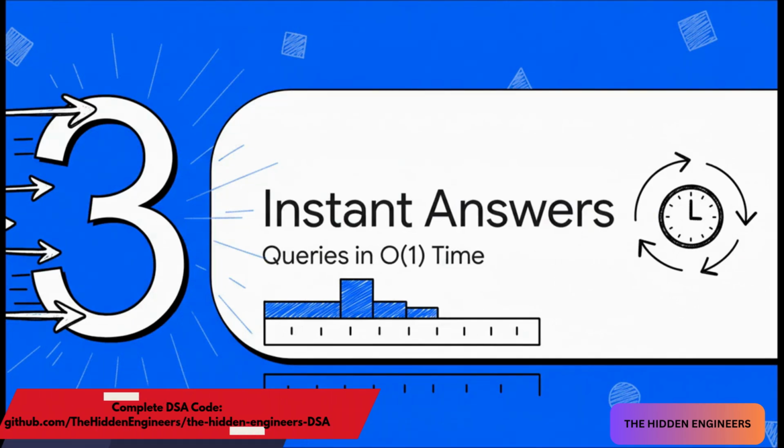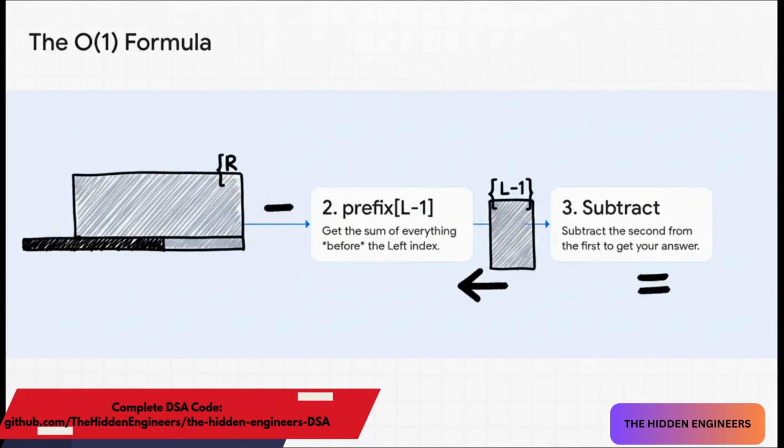Now, for the payoff. Let's see how this thing gives us the answer to any query in what we call constant time, or O of 1, which really just means it's instant. It takes the same tiny amount of time, whether the range is 2 numbers long or a million. The formula is just beautiful. To get the sum of any range from L to R, all you have to do is this.